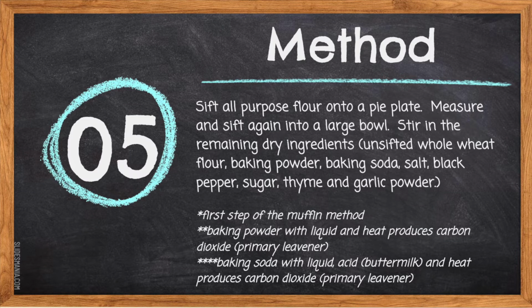Step 5. Sift all-purpose flour onto a pie plate. Measure and sift again into a large bowl. Stir in the remaining dry ingredients: unsifted whole wheat flour, baking powder, baking soda, salt, black pepper, sugar, thyme, and garlic powder. This is the first step of the muffin method.